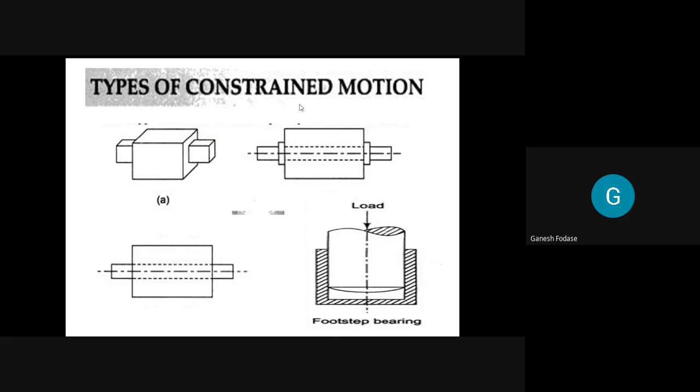When I talk about motion and constraint motion, there are three types of constraint motion. One is completely constrained motion. The second is incompletely constrained motion. And the third is successfully constrained motion. In the first diagram, one prismatic bar is allowed to move inside this prismatic hole. Prismatic means rectangular, you can say. Tell me, in how many directions is the motion of this bar inside that another bar possible?